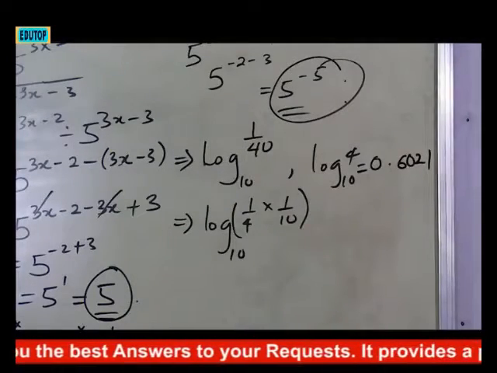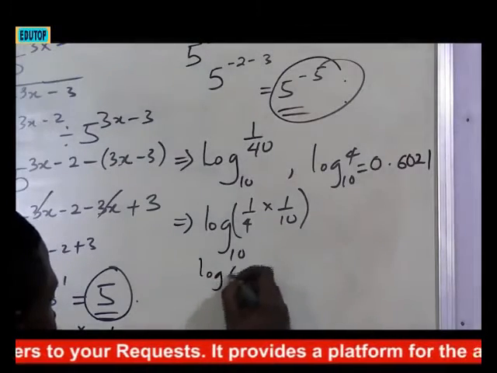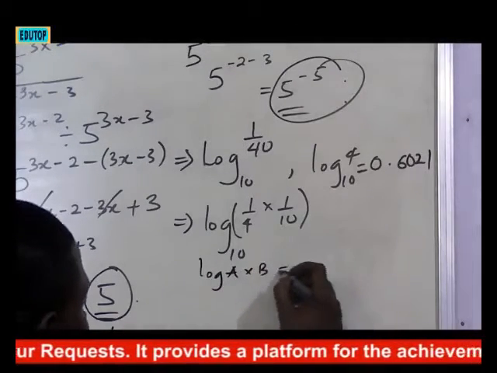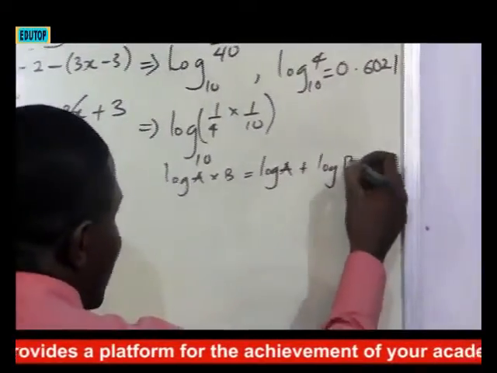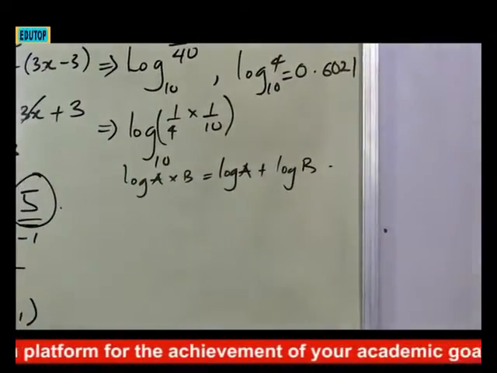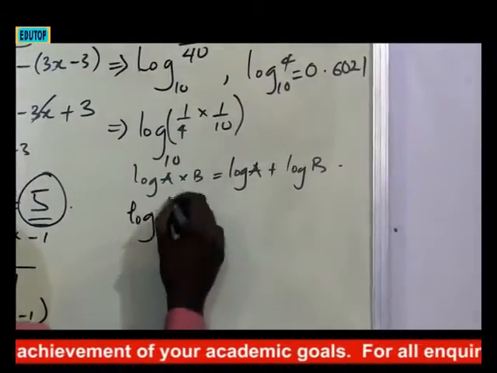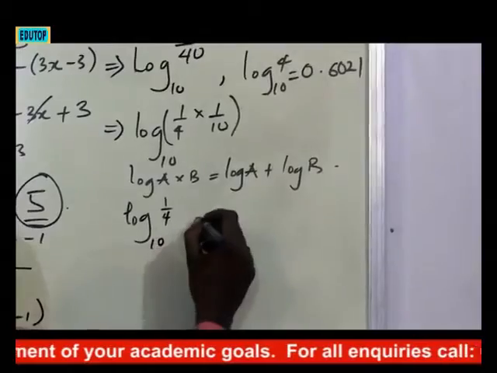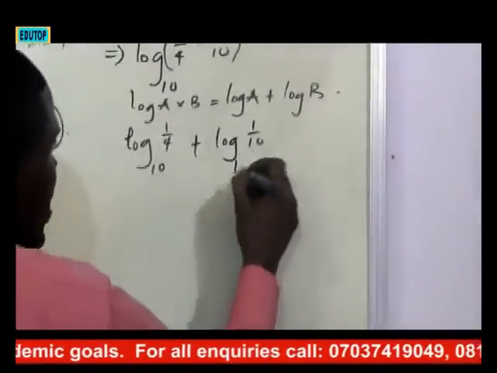So in doing so, and by law of logarithm that says that log of A times B is the same thing as log of A plus log of B. That is the first law of logarithm. We apply it here also. Then we have log 1 over 4 base 10 plus log 1 over 10 base 10.